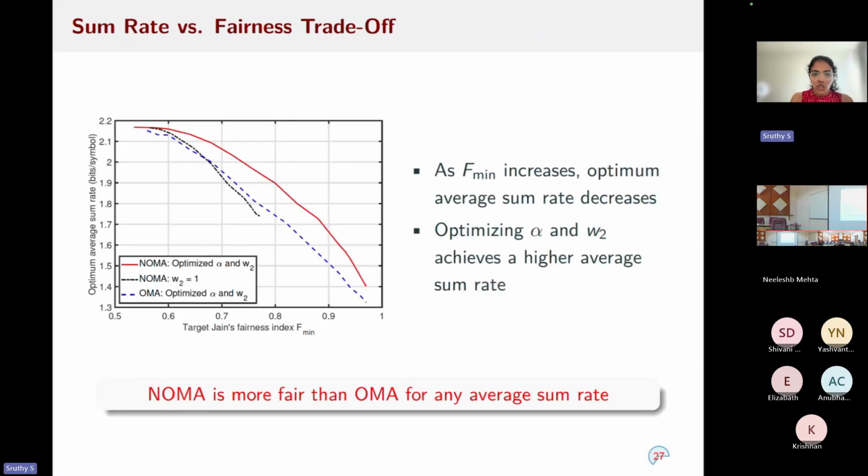To understand the sum rate versus fairness trade-off, we are plotting here optimum average sum rate as a function of target Jain's Fairness Index. Here we can see that as target fairness increases, the optimum average sum rate decreases because we are giving more preference to the far user, and thus the sum rate reduces. And here the red curve is the optimized alpha and W2 for NOMA. And here we can see that it achieves a higher average sum rate than fixing the utility parameters. And we can also see that this blue curve is shown for optimized alpha and W2 for OMA. For any average sum rate, we can see NOMA is more fair than OMA.